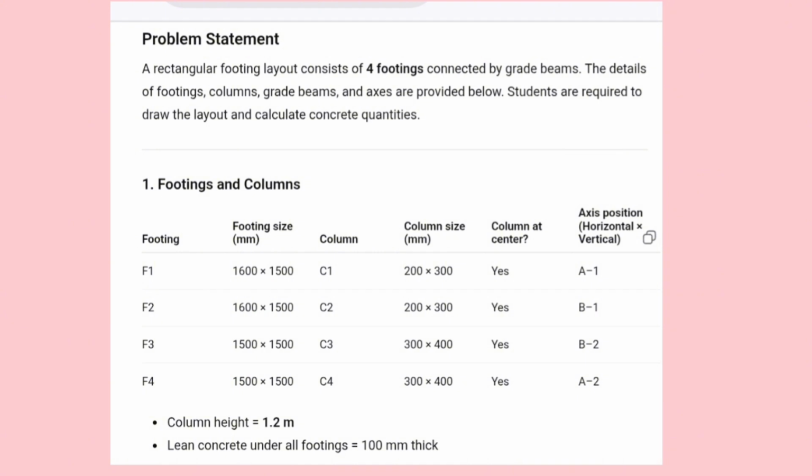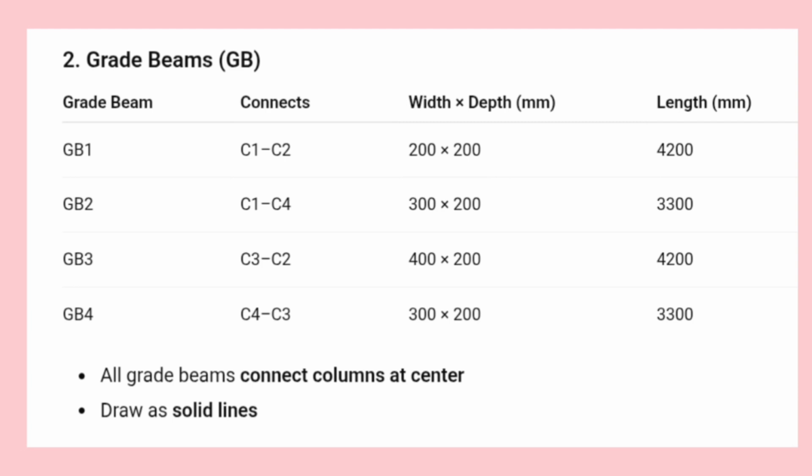4 grade beams connect the columns. GB1 connects C1 to C2. GB2 connects C1 to C4. GB3 connects C3 to C2. GB4 connects C4 to C3. The depth of all grade beams is 200 mm. The widths vary according to the structural drawings.